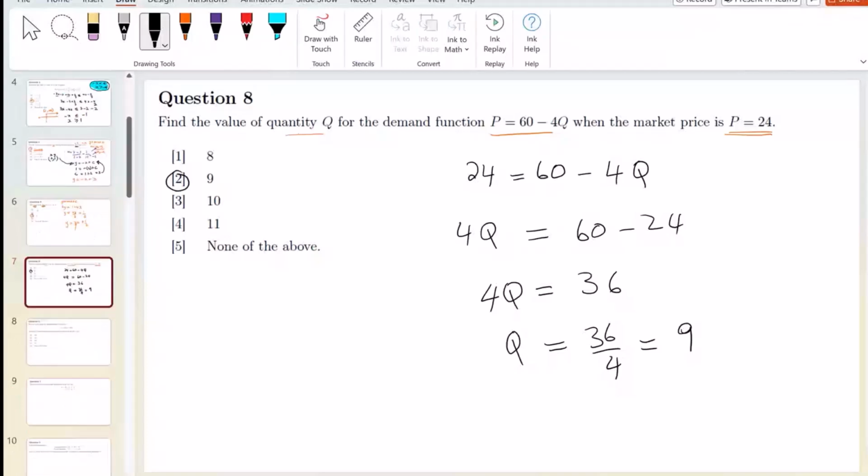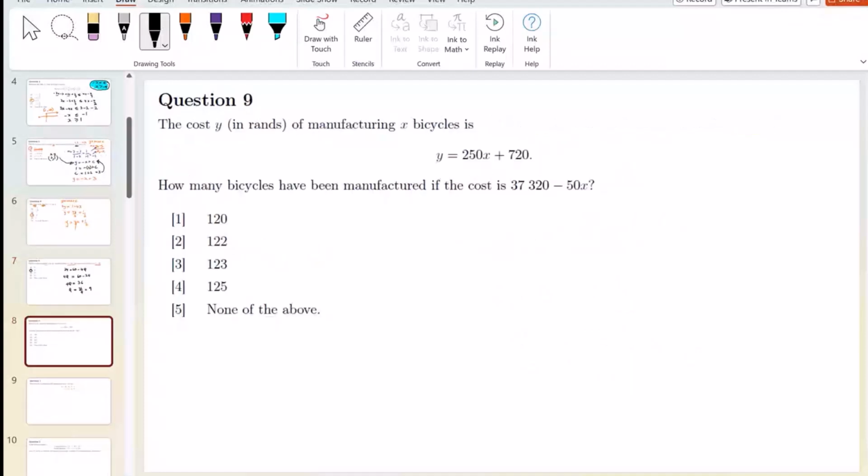Okay. So let's look at this and see what it is addressing. It is saying the cost Y in rands of manufacturing X bicycles is that. How many bicycles have been manufactured if the cost is this? So here you are given the actual cost. The cost is in Y rands, so now this is equal to Y. So your Y is equal to this. Now you want to find your X.